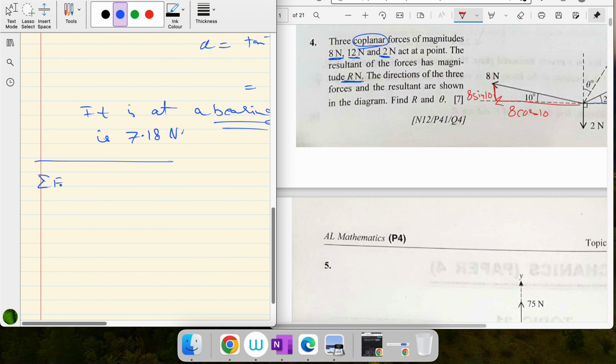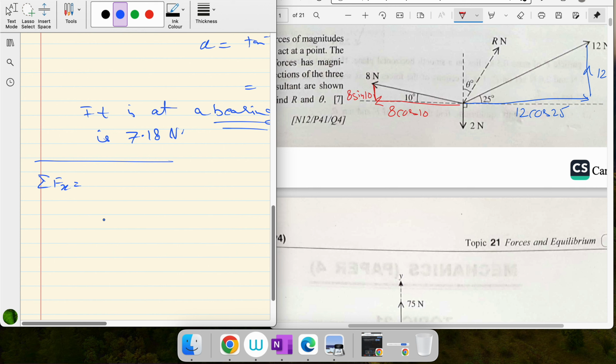So the sum of forces in the x direction, or horizontal: that is 12 cos 25 to the right minus 8 sin 10 to the left, and the 2 Newton force has no component in the horizontal direction. So 12 cos 25 minus 8 sin 10 leaves the answer of 9.49 newtons. A positive answer means it is moving towards the right.